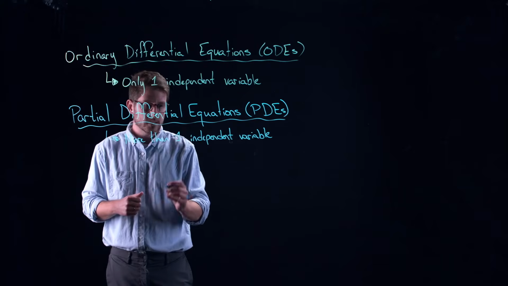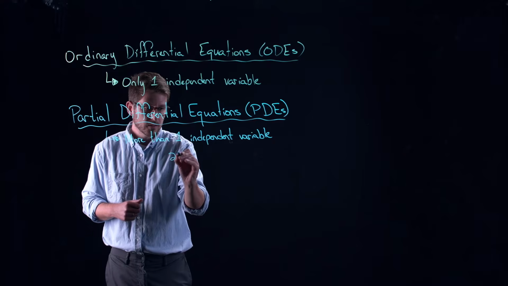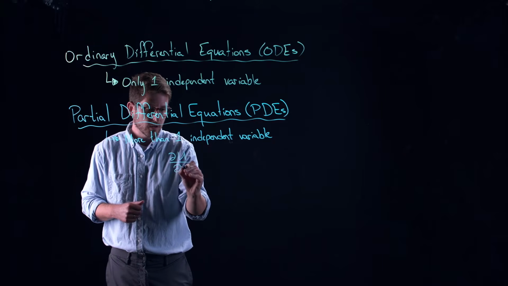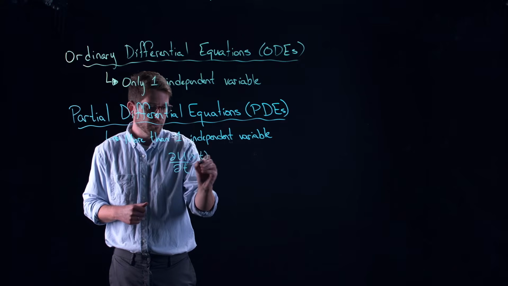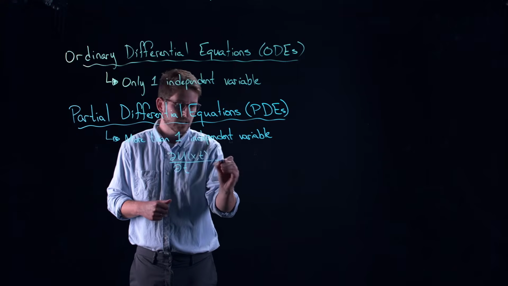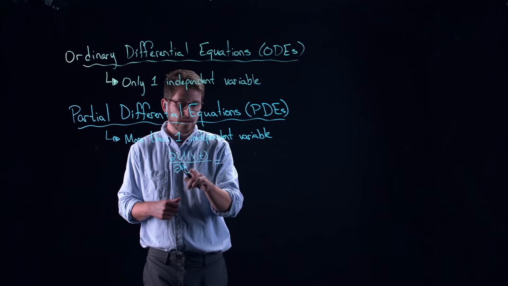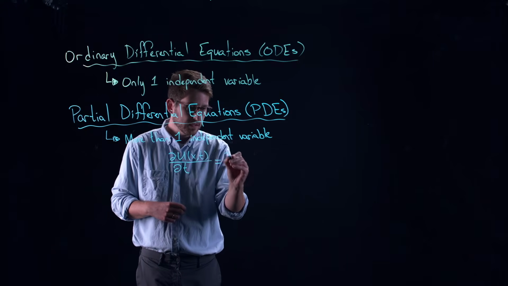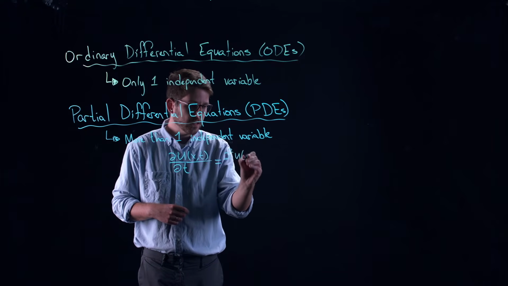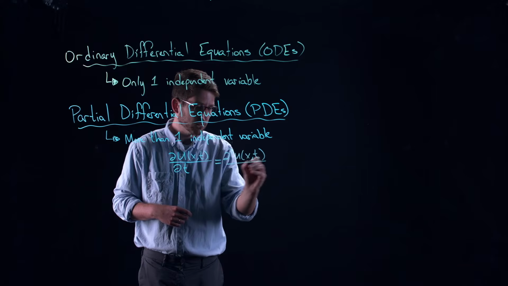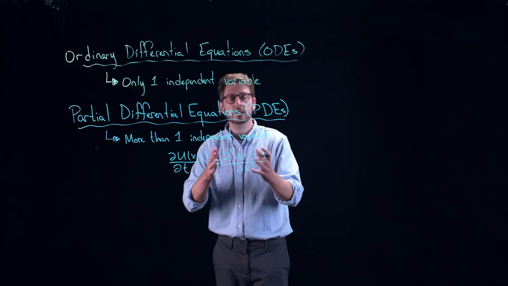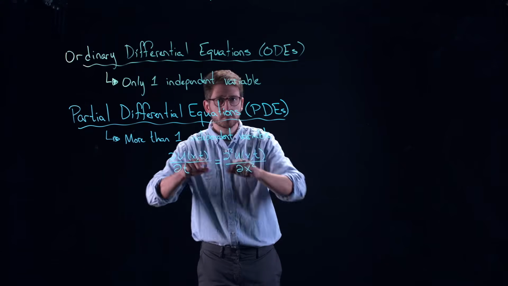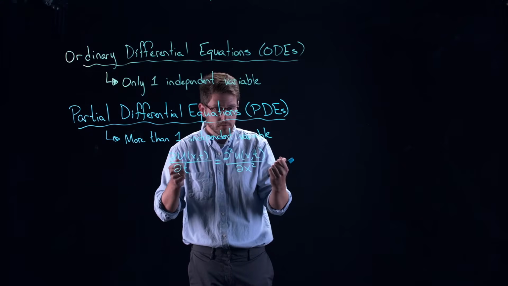So a notable example here is the so-called heat equation. In this case, u is a function of space and time, and we have that the time derivative is equal to the second order space derivative. So this is a very, very famous partial differential equation. Partial because it contains partial derivatives.